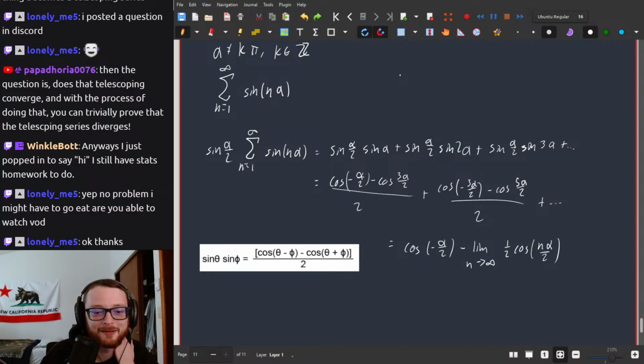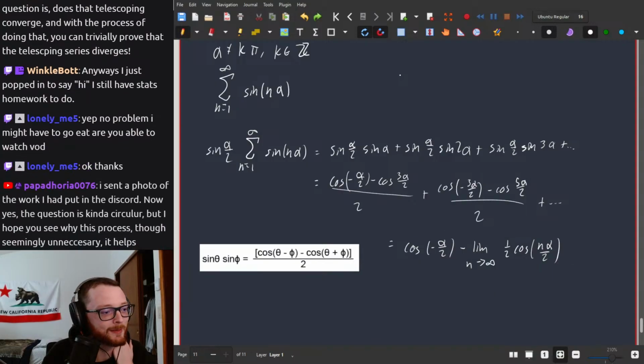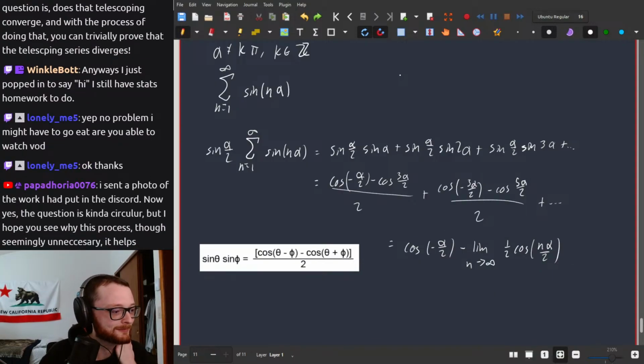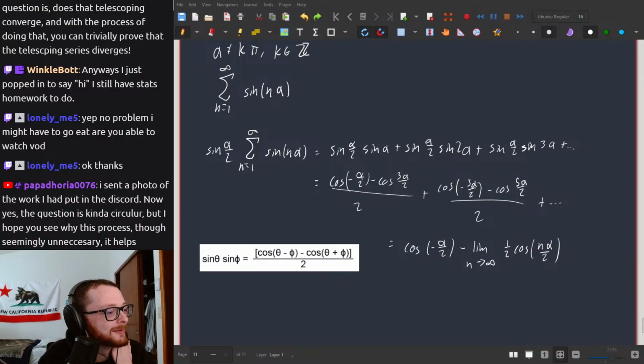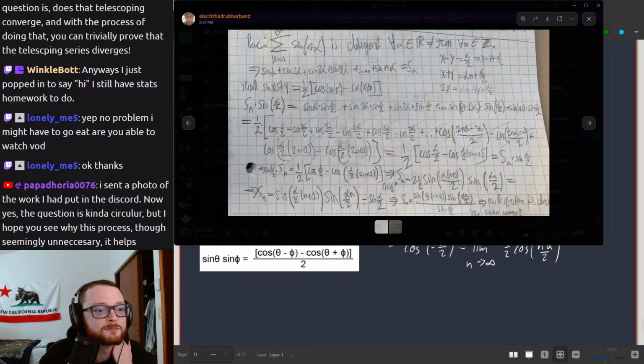I would rather not do an epsilon delta proof on this, but if we can just agree that that diverges. Let's see. That's a pretty cool thing with the telescoping series though. I did forget a 1/2 in my work.